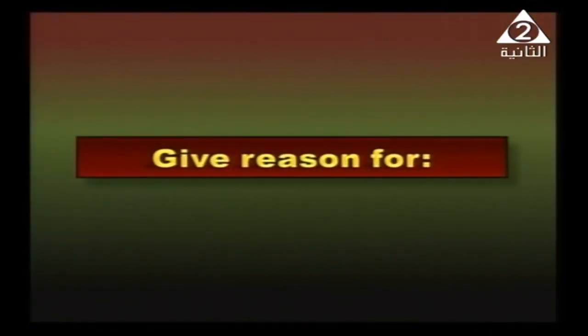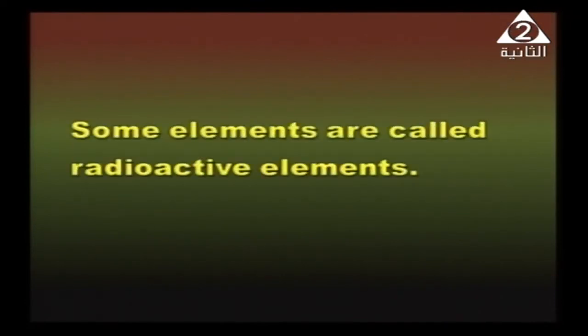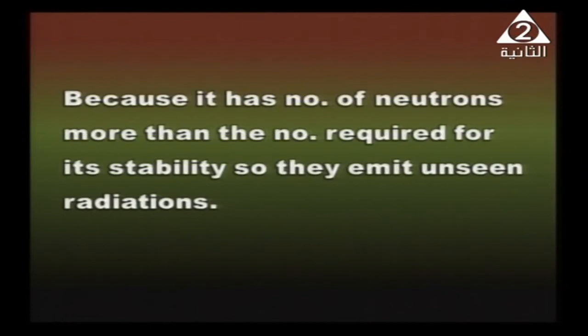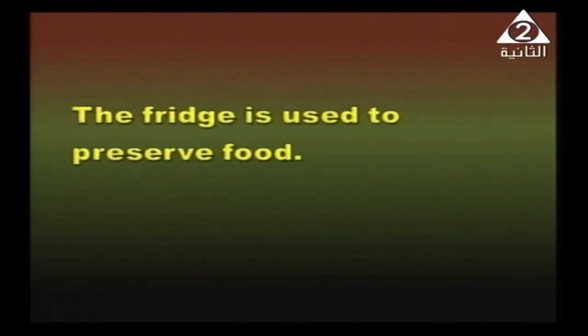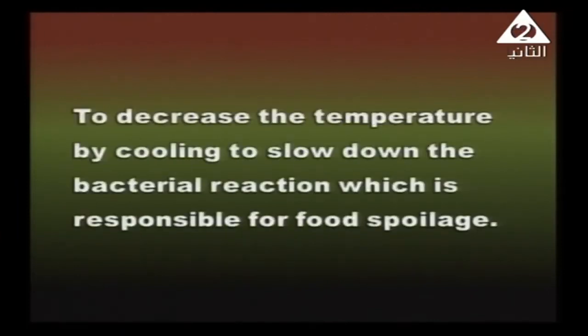Another type of question: give reason for. Some elements are called radioactive elements. That's because they have a number of neutrons more than the number required for their stability, so they emit unseen radiations. The fridge is used to preserve food. When you want to preserve any type of food, you put it inside the fridge to decrease the temperature by cooling, to slow down the bacterial reaction which is responsible for food spoilage.